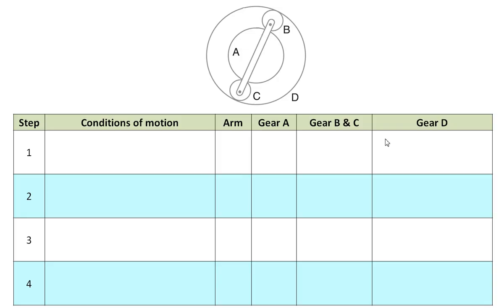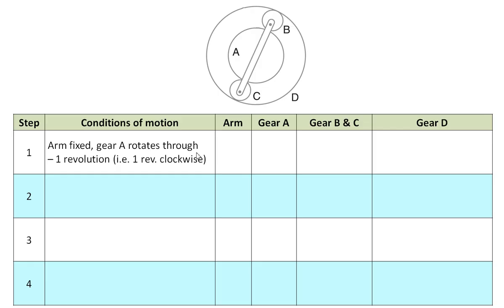So we have the table for solving the problem where we have conditions of motion in the first column, and further we have arm, that is our first element. Then we have gear A, the second element. Then gear B and C are taken together as they form compound gear, as they are connected to the common arm and equally engaged to gear A externally and gear D internally. So they will be having same motion, therefore they are considered to be compound gears. Further we have gear D.